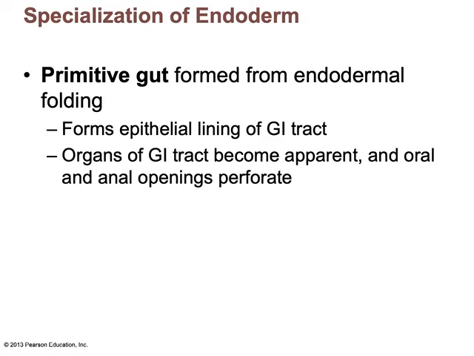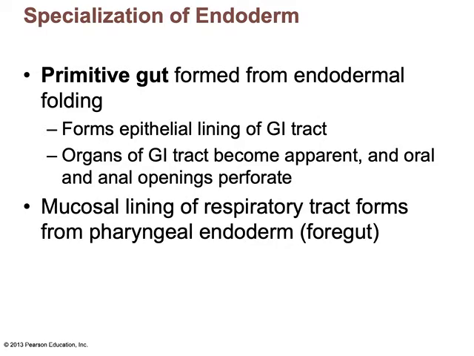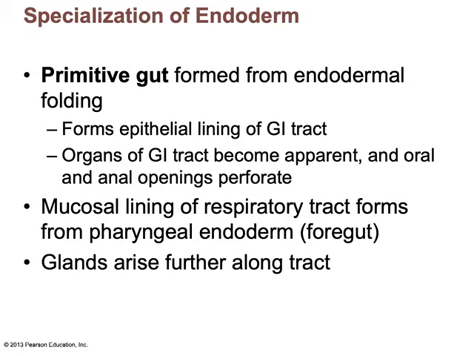The primitive gut is formed from an endodermal fold, and that forms the epithelial lining of the GI tract where it's simple epithelium. Organs of the GI tract become more apparent and oral and anal openings appear. The mucosal lining of the respiratory tract forms from pharyngeal endoderm, and glands appear further along the tract.